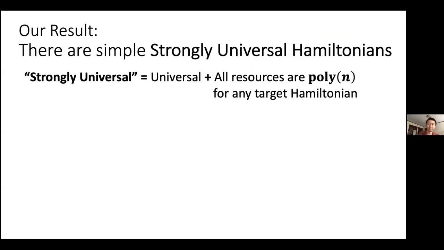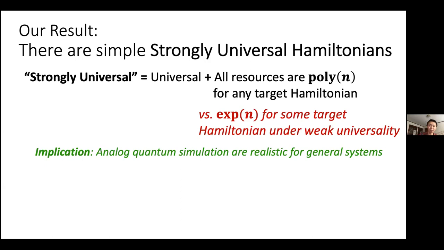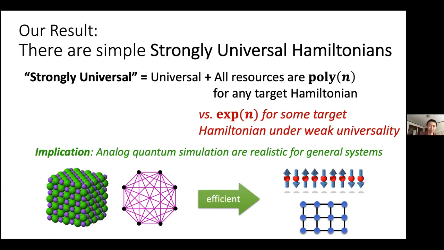Our result is that there exist very simple, strongly universal Hamiltonians, in the sense that these families are universal, so they can simulate all other Hamiltonians, but also all the resources scale only polynomially in the original target Hamiltonian system size for any target Hamiltonian. This is in contrast to the exponential scaling for some of the target Hamiltonians if you only have weak universality. What this implies is that analog quantum simulation is realistic for not just simple systems, but general target systems. If you give me any Hamiltonian in any dimension, like 3D or more, you can efficiently encode it in some simple systems in 1D or 2D.